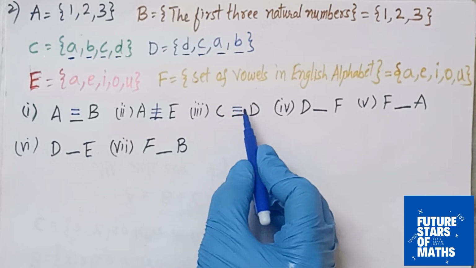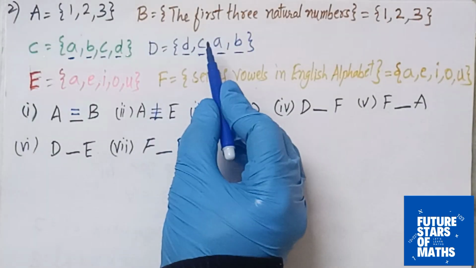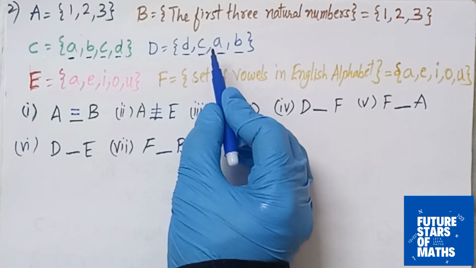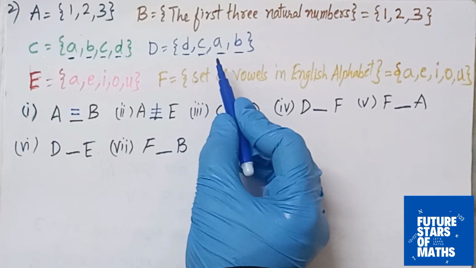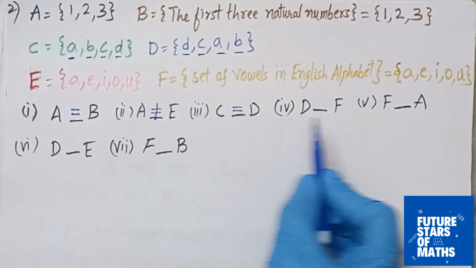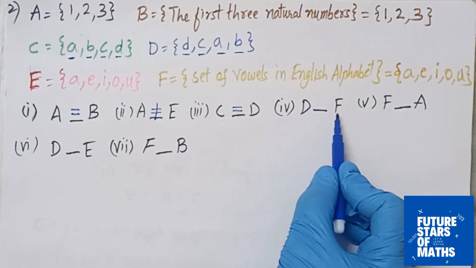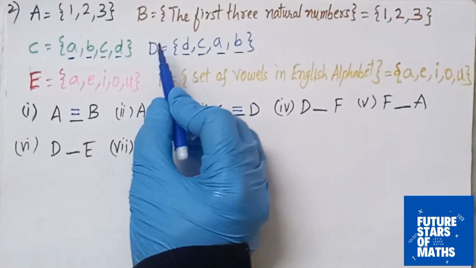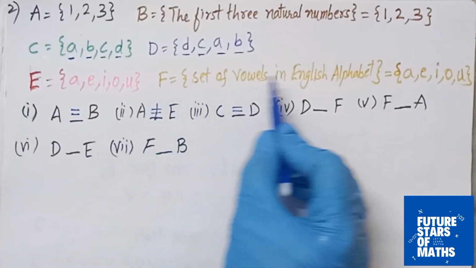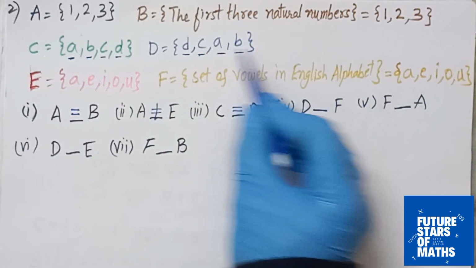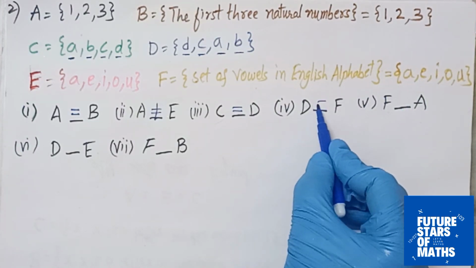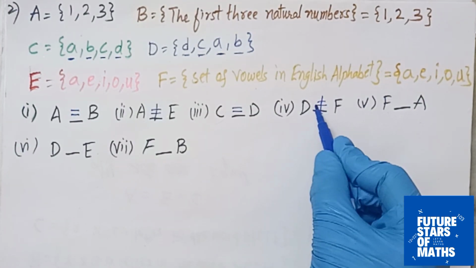Is it clear? Here there is no need of writing every time in alphabetical order. To understand it clearly, in the previous sum we wrote in alphabetical order. The next sum is D and F. We have to compare D and F. In D, how many elements are there? 4. In F, how many did we get? 5. So the number of elements itself is not equal. So these two sets will not be equal.